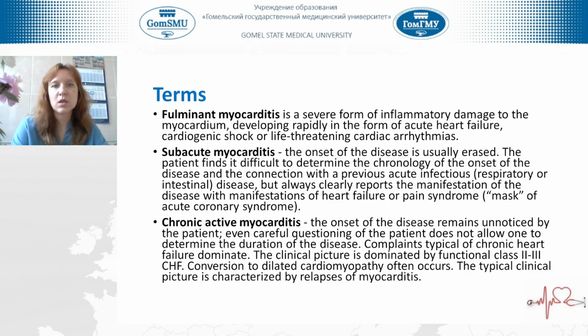Subacute myocarditis. The onset of the disease is usually blurred. The patient finds it difficult to determine the chronology of the onset of the disease and the connection with a previous acute infection, respiratory or intestinal disease, but always clearly reports the manifestation of the disease with heart failure or pain syndrome, masking acute coronary syndrome.